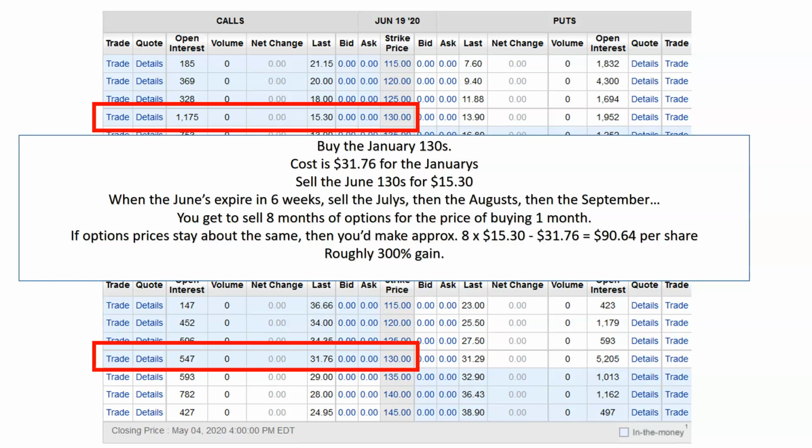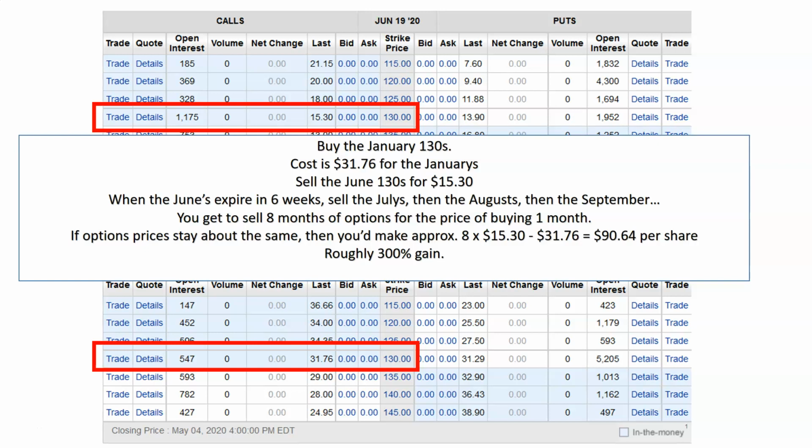Even if we figured that we could only sell these things going forward for, say, $10 per share, right, because there's a shorter time frame, well, we get to sell the first one for $15.30, plus the next 7 for $10. That's $85 per share.